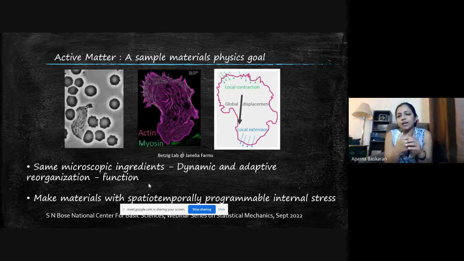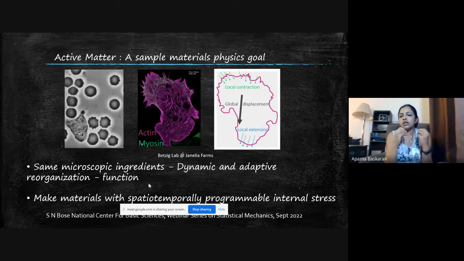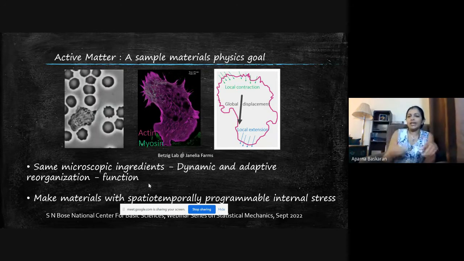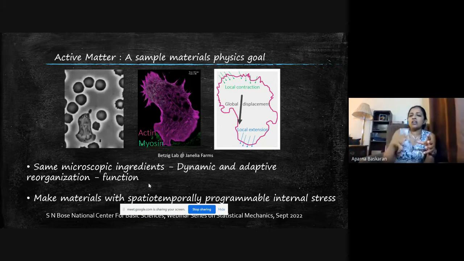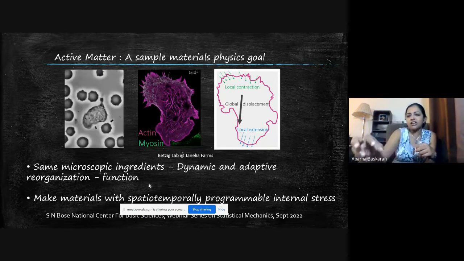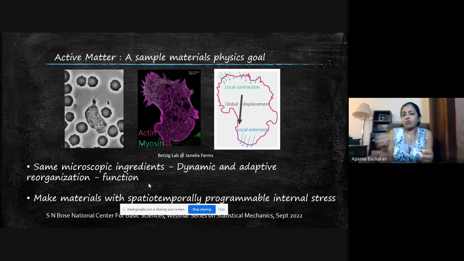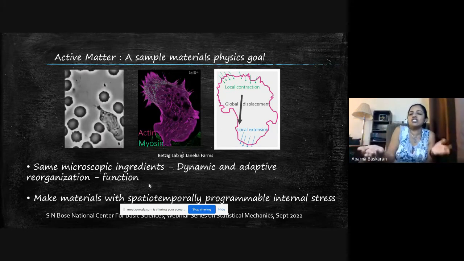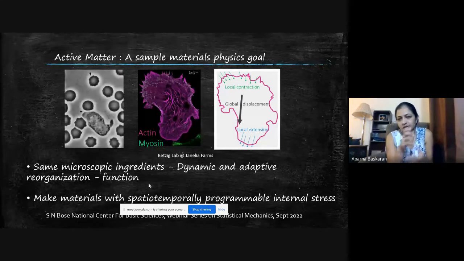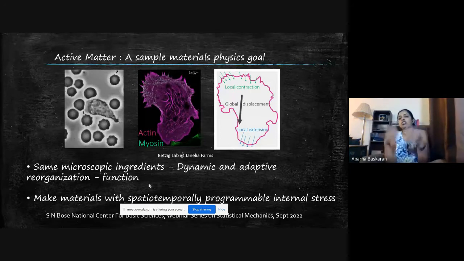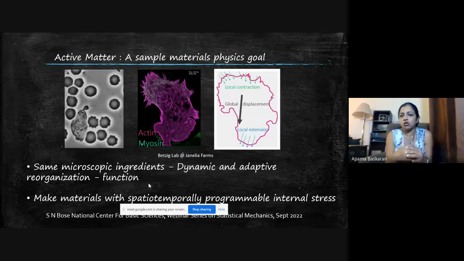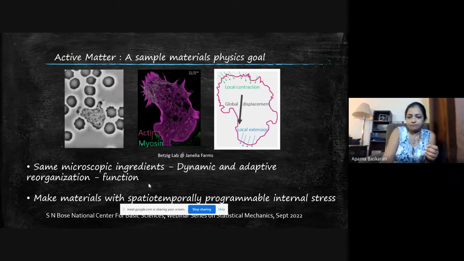Then the second thing that I want is I need spatiotemporally programmable internal stress. I need to be able to tell my bag, oh, you should have large contractile stress at the back end of the bag. You should have a large extensile stress at the front end of the bag or some other thing like that. And what is front end and what is back end changes as a function of time. So I need to be able to program the stress in space and time. So this is the big picture objective that one wants to work towards, let's say, as a materials physics goal in active matter.